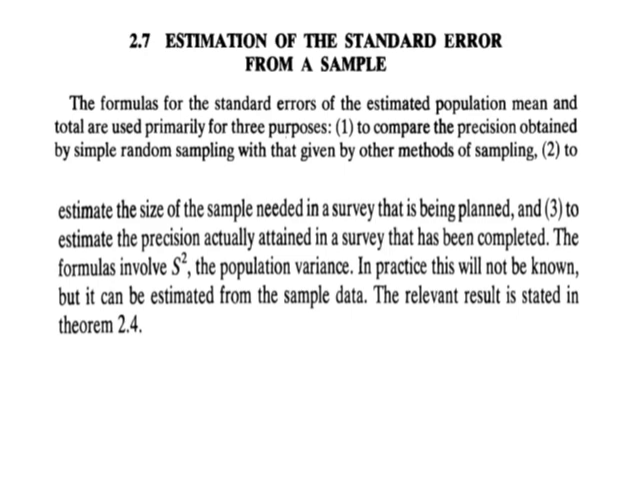The formulas for the standard errors of the estimated population mean and the total are used primarily for three purposes. Number one is to compare the precision obtained by random sampling with that given by other methods of sampling. Number two is to estimate the size of the sample needed in a survey that is being planned. Finally, to estimate the precision actually attained in a survey that has been completed.